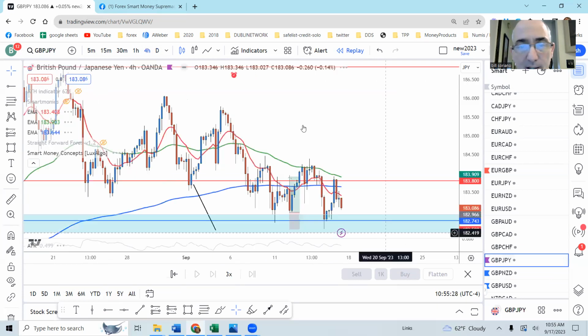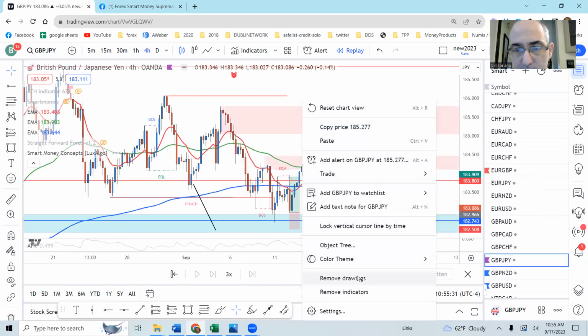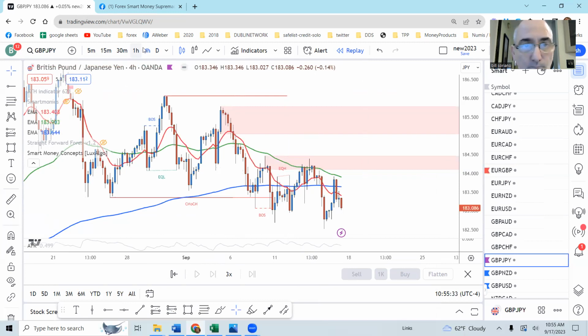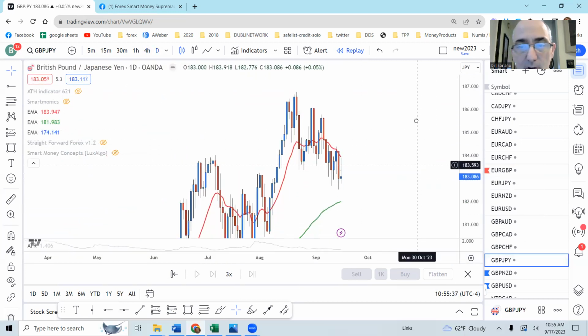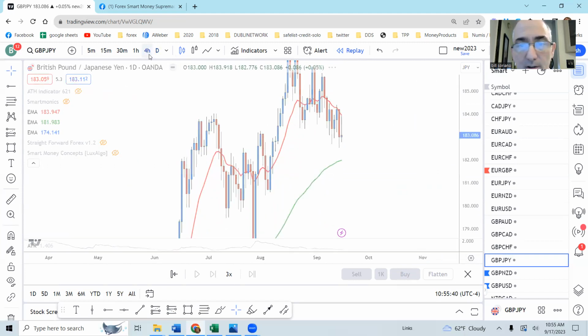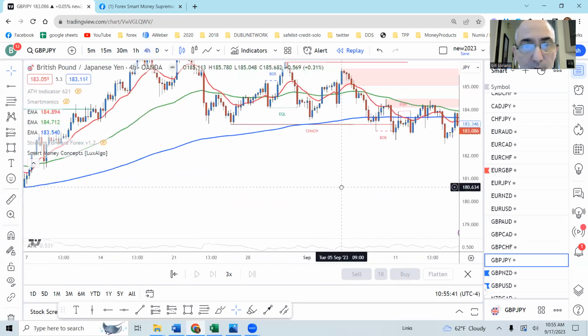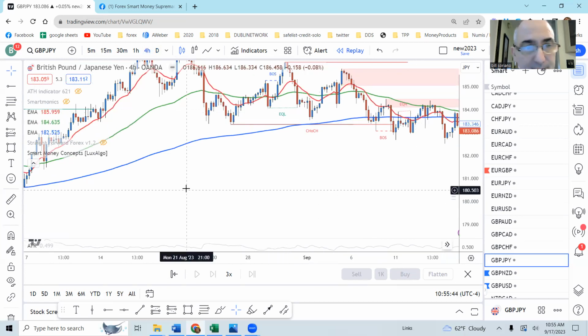GBP JPY. Let's just remove drawings here. Let's look at the daily chart. We're still bullish, still very bullish on the daily chart. And in the 4-hour, we see our price has been flagging down here.